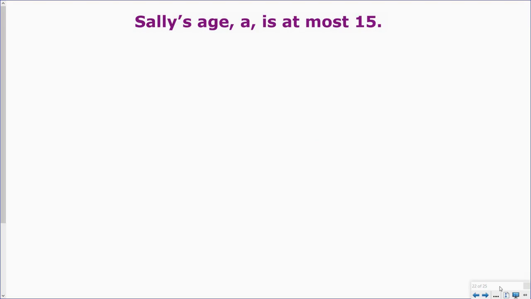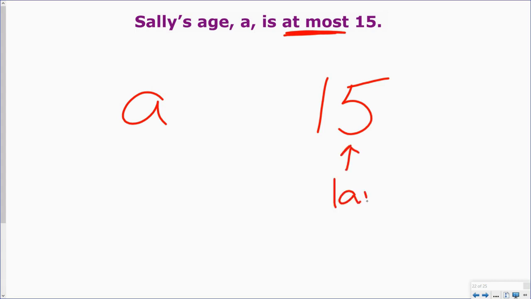Here we have Sally's age, A, is at most 15. So again, I have Sally's age, which is A. I have my 15, and it says here at most. So that means my 15 is the largest value or largest number that I can have. And so that means A has to be less than or equal to 15.